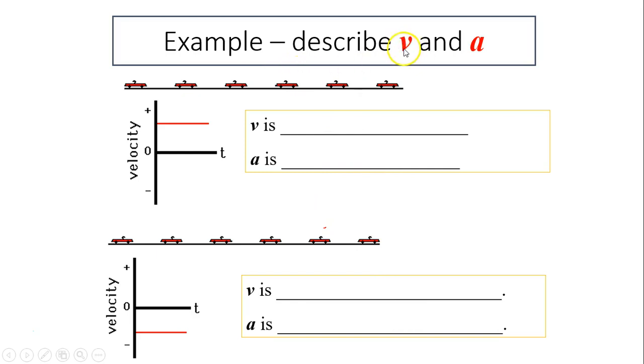Now let's describe velocity and acceleration in all these graphs. What can we say about velocity? Constant. Velocity doesn't change. Positive, constant. What can we say about acceleration? Zero, because the slope is zero. Velocity is positive, constant. Acceleration is zero. What can we say about this velocity? This is negative, below zero, and it's also constant. What can we say about acceleration? Zero.